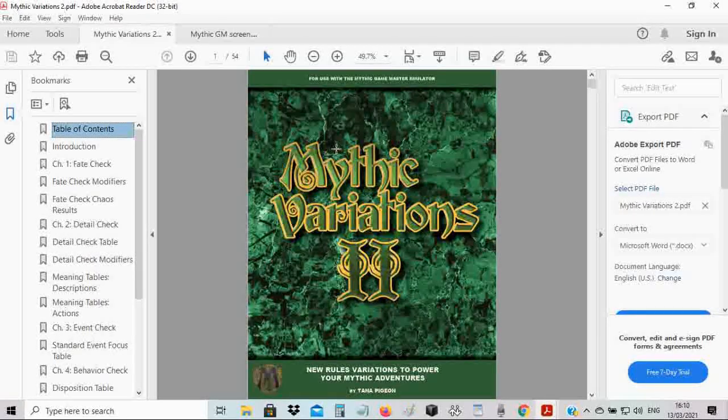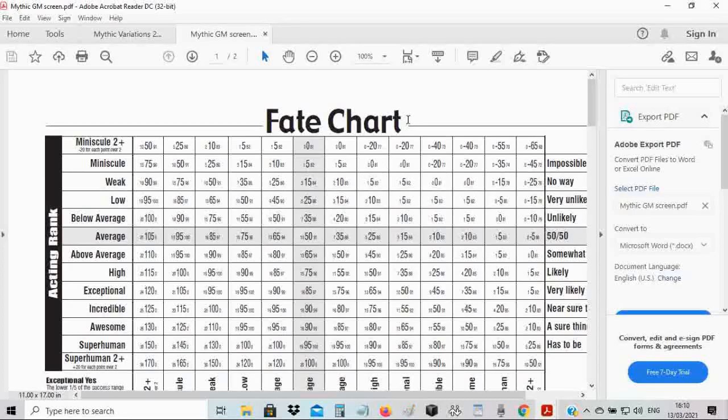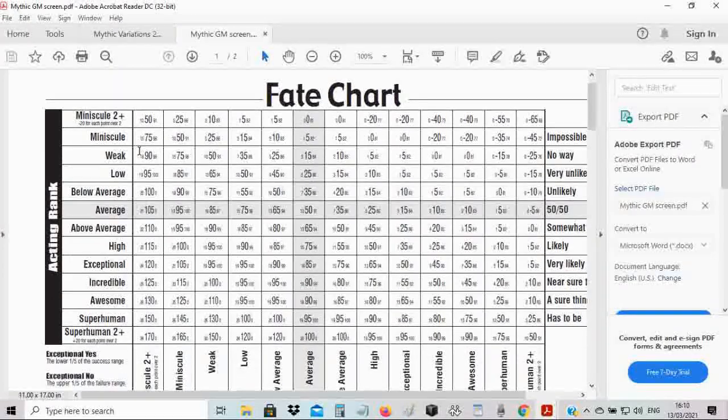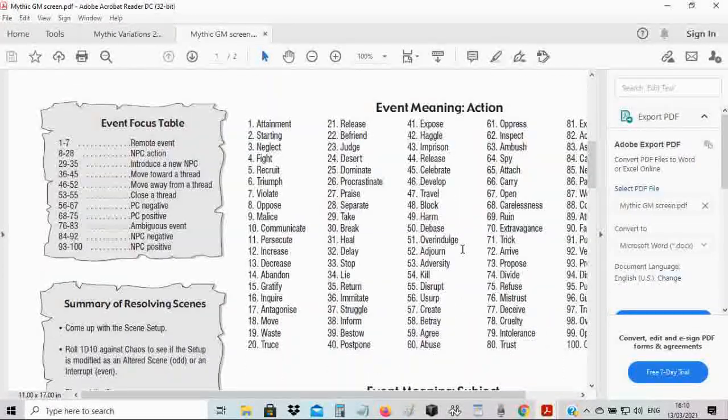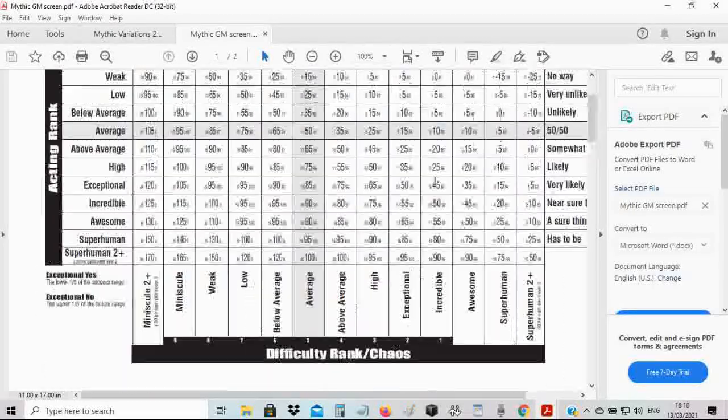Anyway, the thing about this new part of Mythic Variations is it's designed to replace the old way you used to play. So let me show you. This is the old fate chart, and these are the tables you can use for the stuff that happens. Let's bring up our digital dice here so you understand. I can demonstrate something.